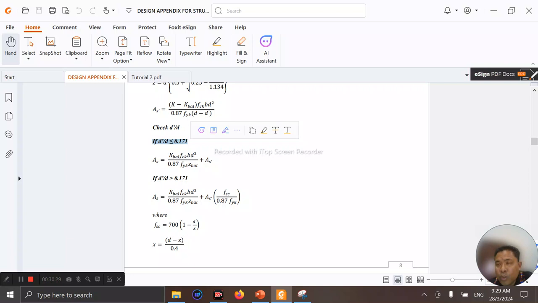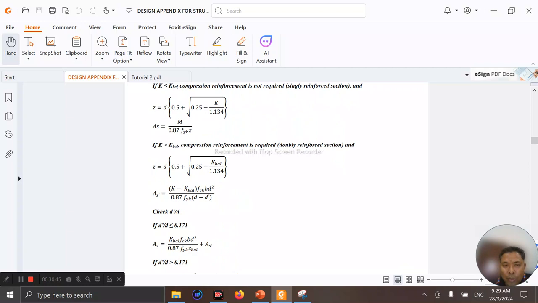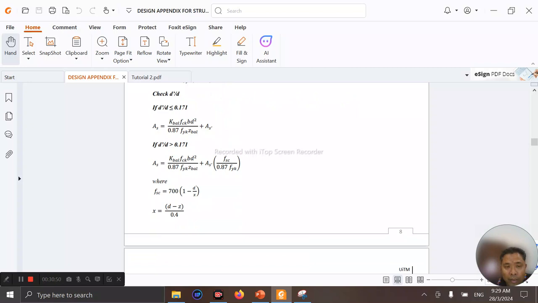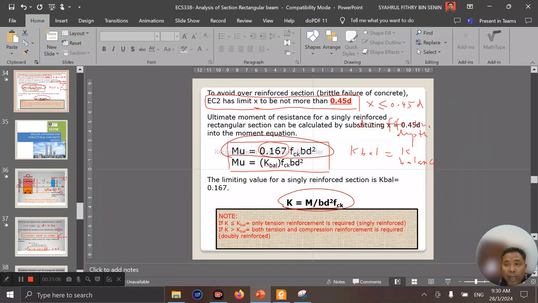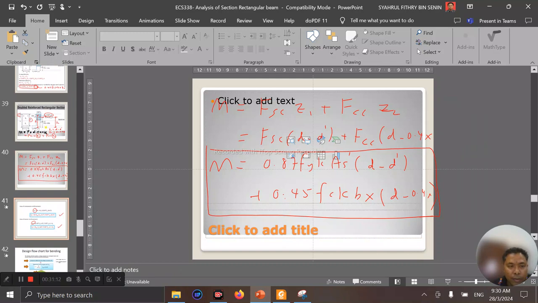Tujuannya apa? Tujuan supaya memastikan you ada safe design, meaning that your steel only yielding first sebelum concrete damage in compression. Sebab kita nak ada gradual failure, bukannya sudden failure. So again saya beritahu, untuk single reinforced, neutral axis depth cannot be more than 0.45D. For double reinforced, neutral axis depth also tak boleh lebih daripada 0.45D. Campur D prime over D must be less or equal to 0.171. Okay, baru design tu dikatakan selamat, which is under reinforced. Okay, so nanti you kena tengok video ni sekali lagi baru you faham.